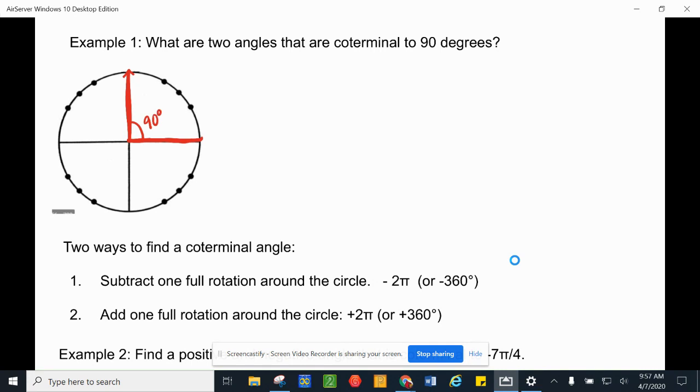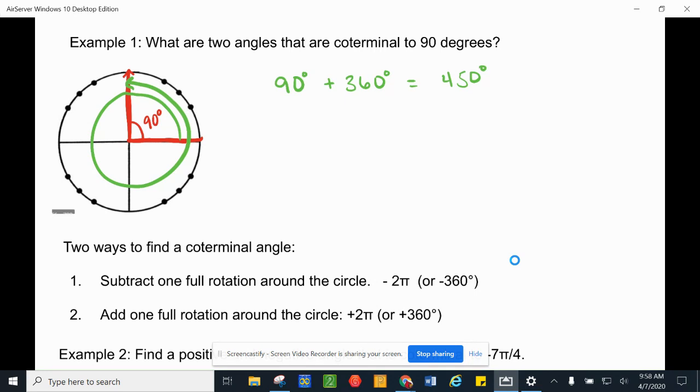So we want two angles that are going to be coterminal. To find our first one, here's what I'm going to do. I'm going to start at 90 and then go around another turn around the circle. So we'd go to 90 and then go all the way around again. What does that look like? Well, that would be 90 degrees plus another full turn of the circle, which is 360, and we would get 450 degrees. So that starts at the same spot and ends at the same spot.